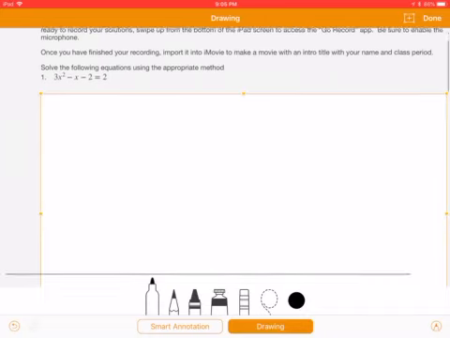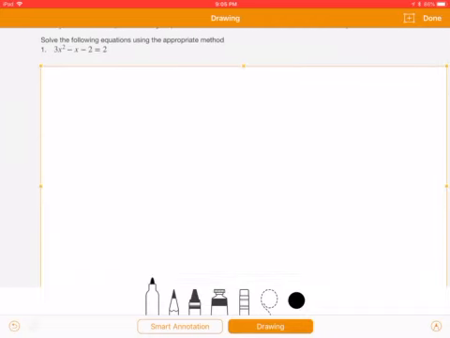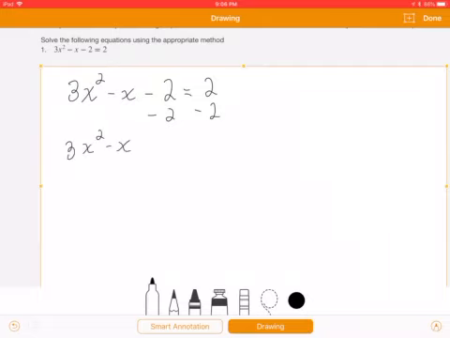So students would know that a quadratic equation, one side would have to equal 0. So they would show that process. And since it has 3 terms, they would either have to try to solve it by factoring or by using the quadratic formula.